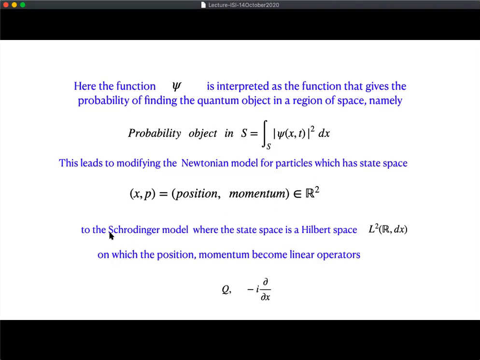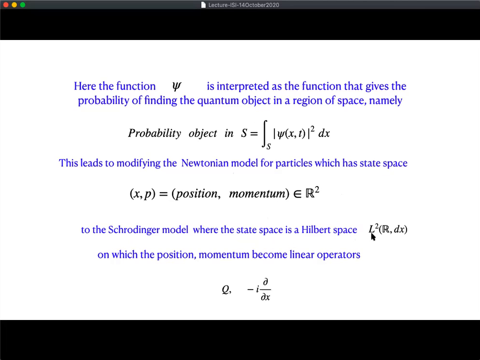And this model is modified to the Schrodinger model, where the state space, namely these functions, comes from a Hilbert space, namely all square integrable functions on R, square integrable with respect to the Lebesgue measure. So this is the state space that one considers. A point here is a state psi, in contrast to a point (x, p) in R^2 being a state for a classical particle.